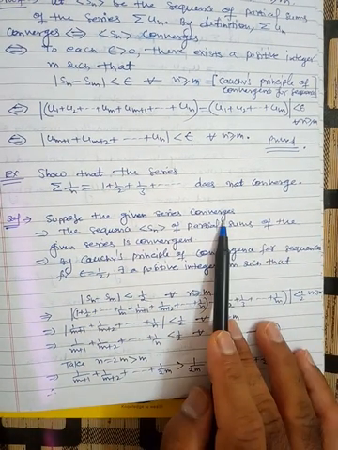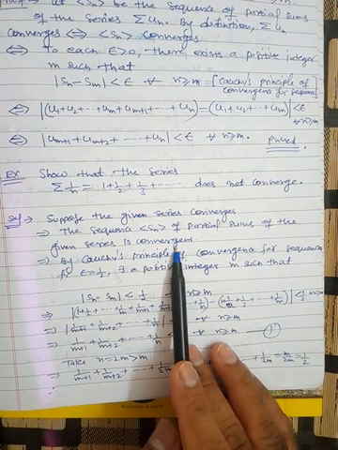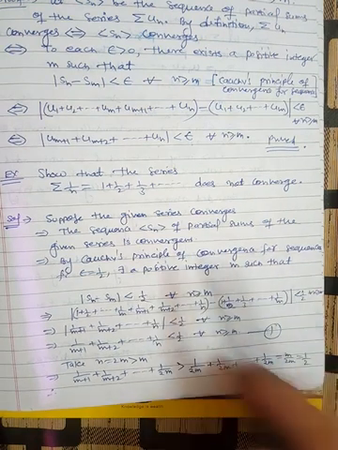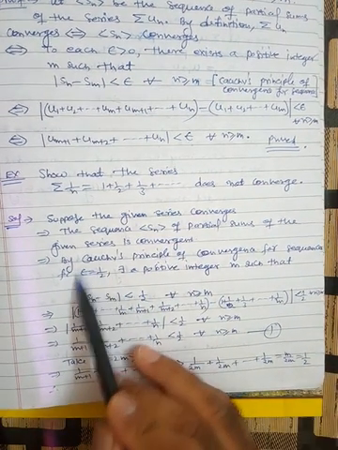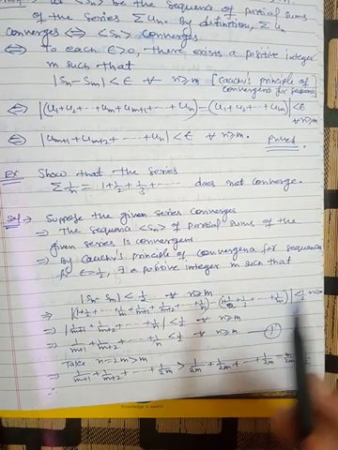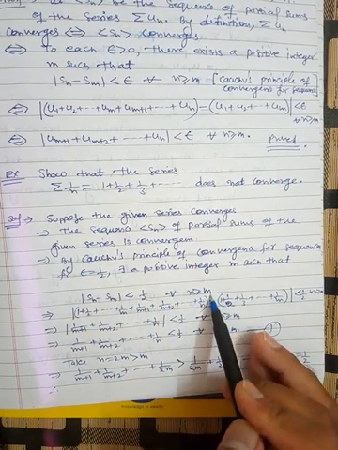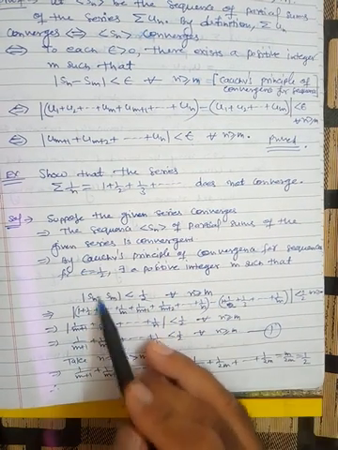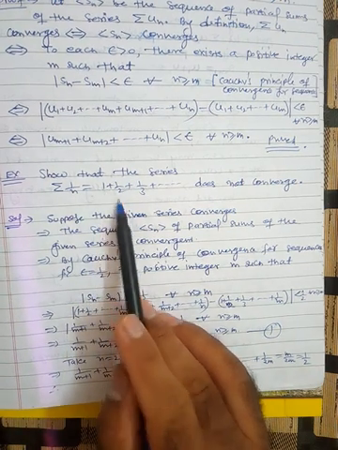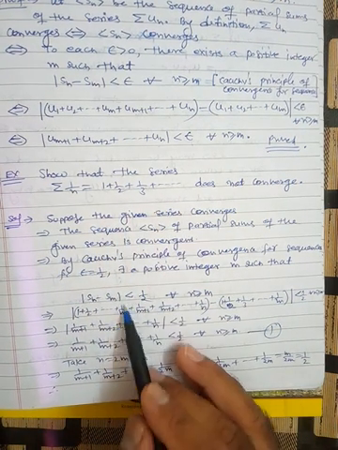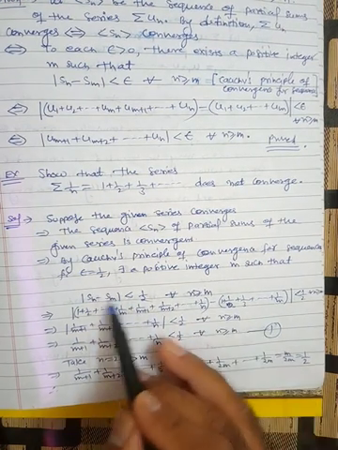So suppose the series converges, then the sequence of partial sums of the series converges. Then for any choice of epsilon we can find a positive integer. Suppose epsilon is half, then for this choice of epsilon we can find a positive integer m such that the magnitude of S_n minus S_m is less than 1/2 for all n greater than or equal to m. What is S_n? S_n is the sum of the initial n terms, that means 1 plus 1/2 plus 1/3 plus ... plus 1/m plus 1/(m+1) plus 1/(m+2) plus ... plus 1/n, minus S_m.